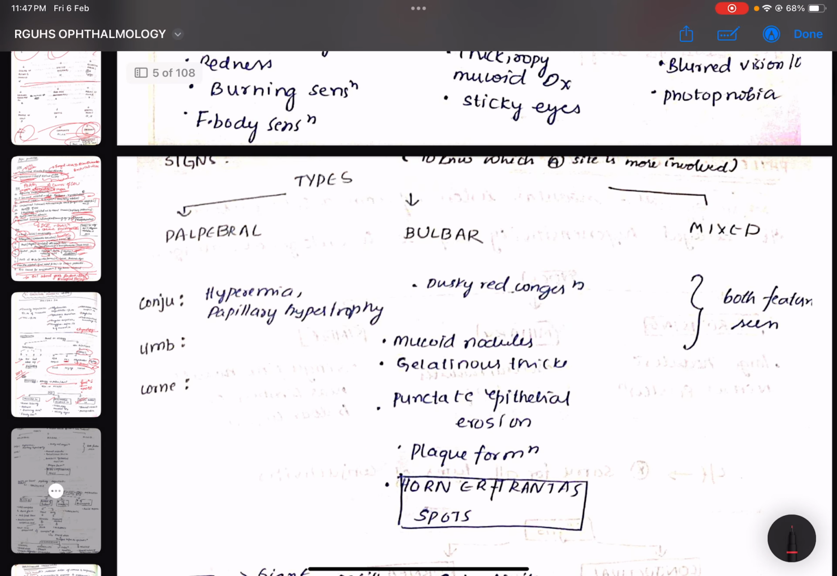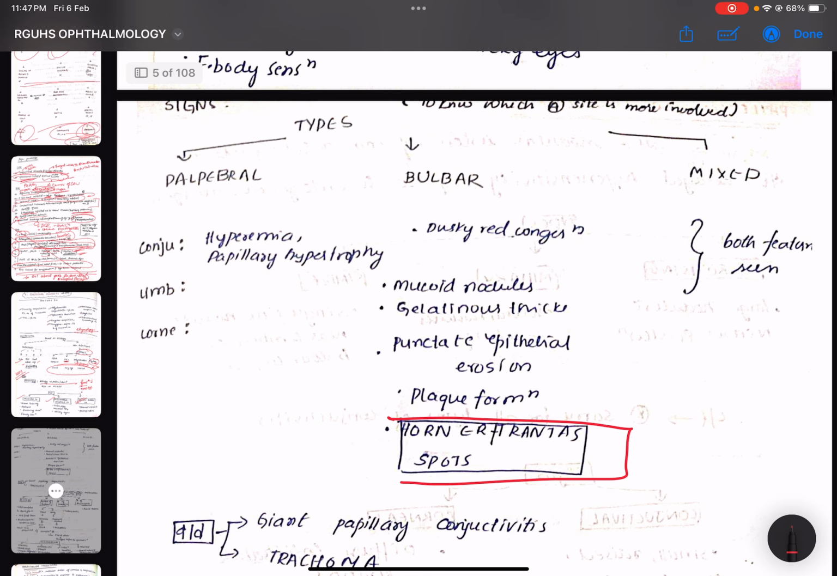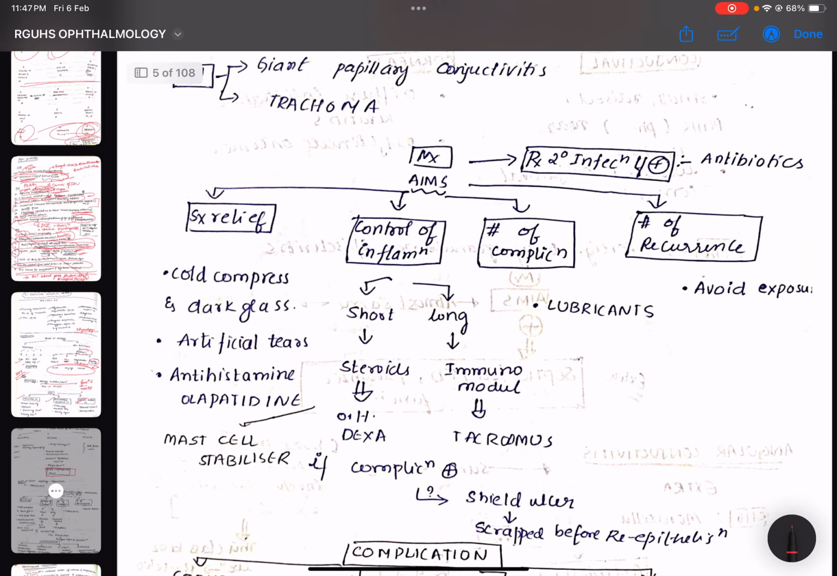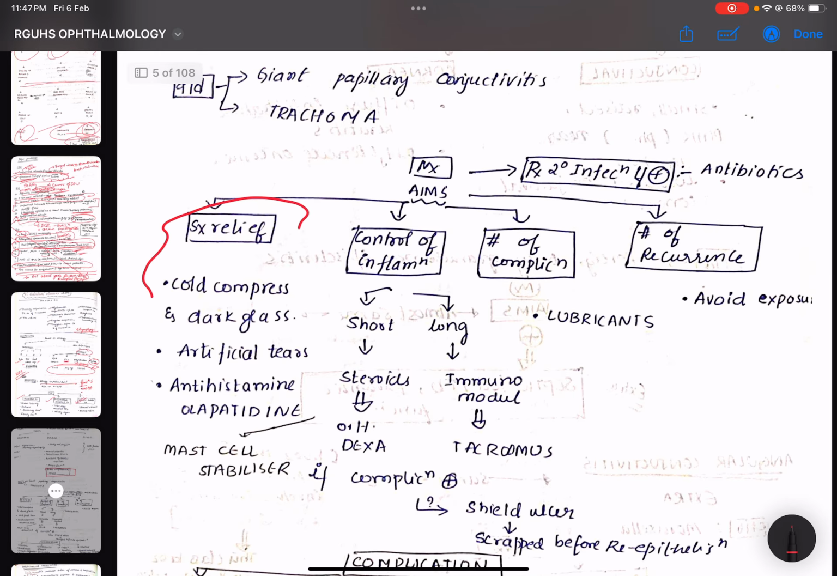Okay, then these are the signs which you need to remember. Again, the important thing I have boxed it, that is Horner-Trantas dots. That is one which I have to write. Again, coming to the aims, you have to write about symptomatic relief. This is the important thing.